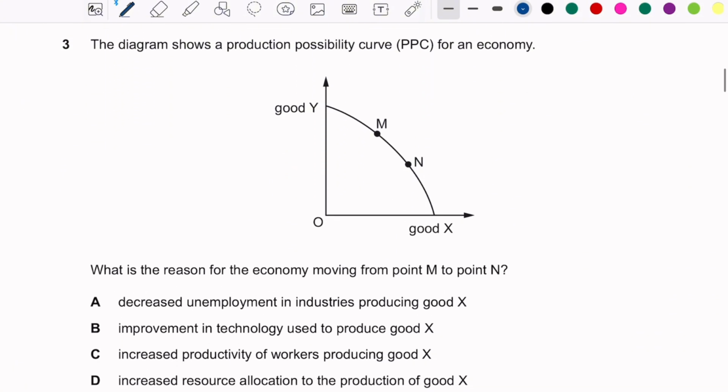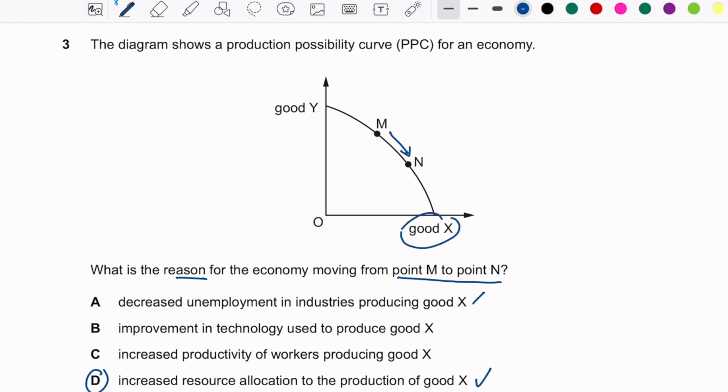Question 3. The diagram shows a PPC for an economy. What is the reason for the economy moving from point M to point N? So this means that more resources are allocated to produce good X than good Y. So we look for the answer that is similar to this. Yes, increase resource allocation to the production of good X. So the answer is D.